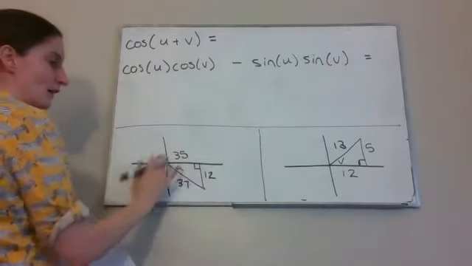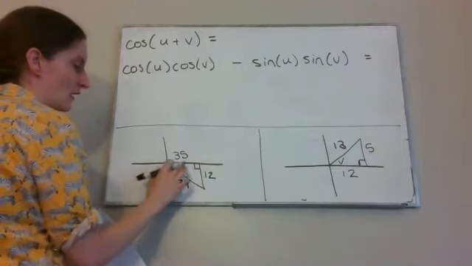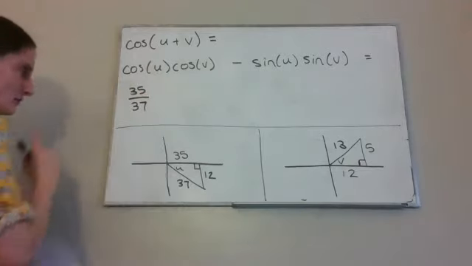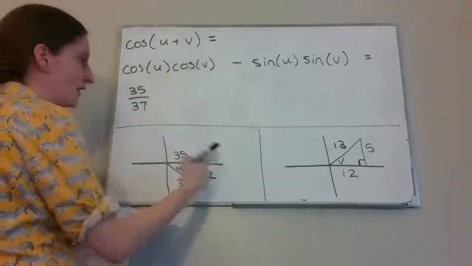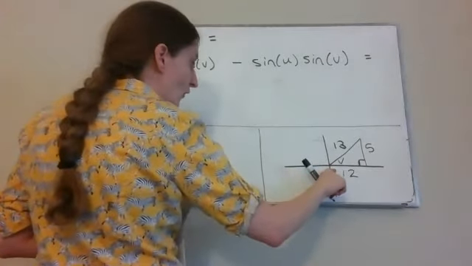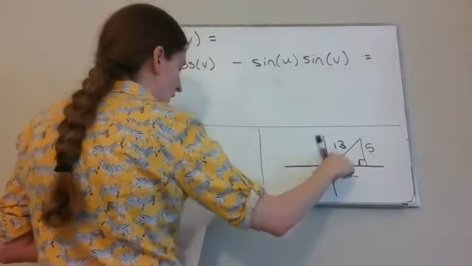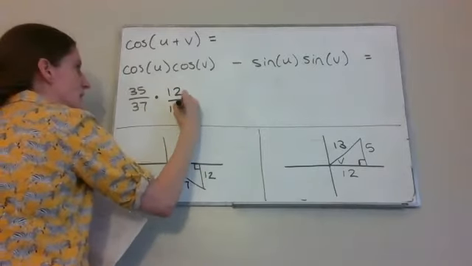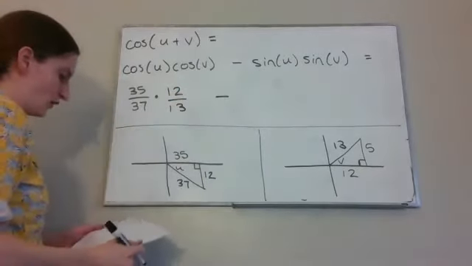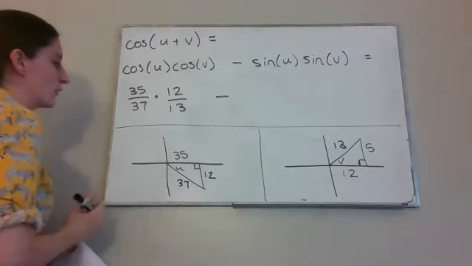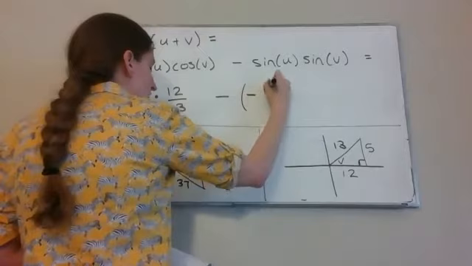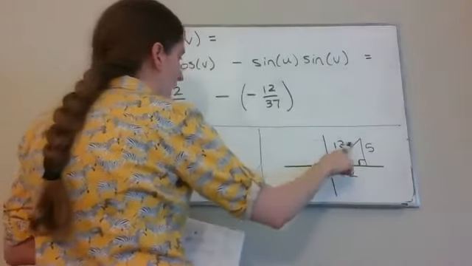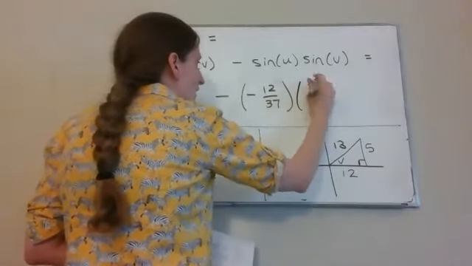Cosine of u is positive in the fourth quadrant, and cosine would be adjacent over hypotenuse. So I get 35 over 37. My cosine of v is also positive in the first quadrant, and I get my adjacent over the hypotenuse, which is 12 over 13. My sine of u using this triangle or the info we had before is negative 12 over 37. And sine of v is opposite over hypotenuse, that's 5 over 13.